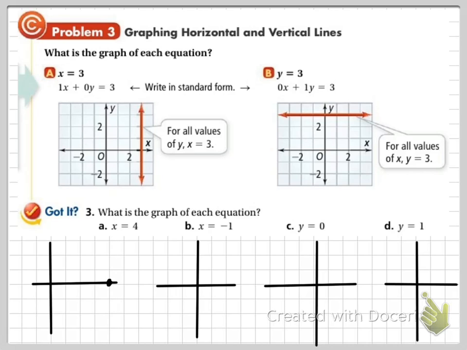Oh, maybe we should change the color for that. There is x equals 4. So here we got another x equals. So I'm going to go to my x-axis, put a dot at -1, and draw a line through that. Now I've got a y equals. So I'm going to look at my y-axis, and I'm going to put a point at 0. That just so happens to be the origin. And then I'm going to make a sideways line through it. So it's going to go right over my x-axis.